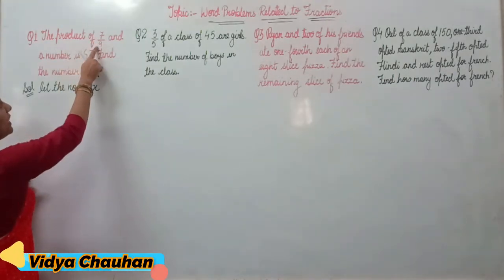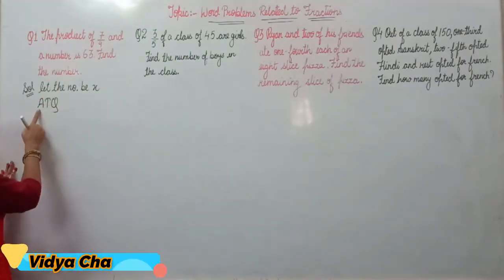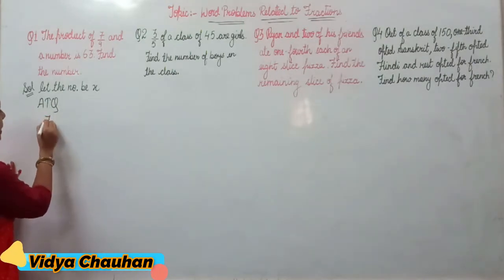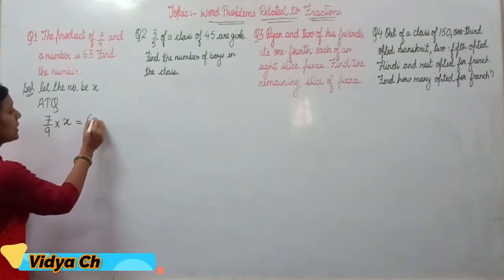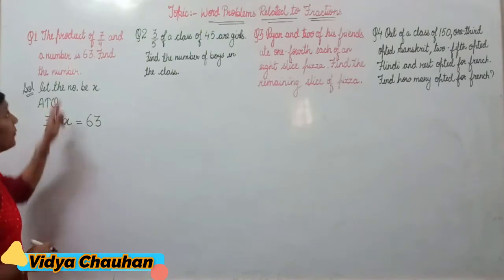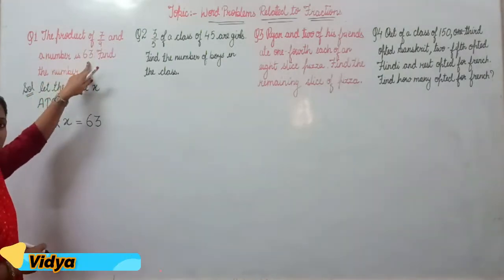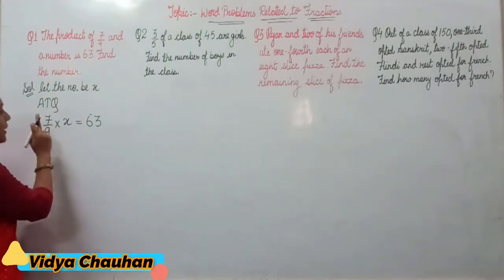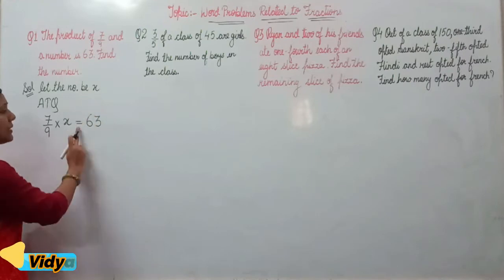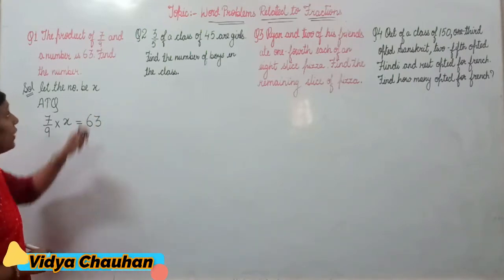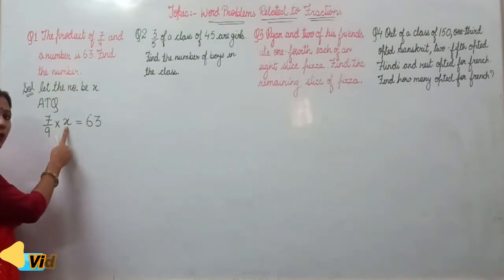Now the product of 7 upon 9 with the number. According to the question, this is ATQ, 7 upon 9 multiplied by the given number is equal to 63. That's what is given in the question. So I have made my equation like this: 7 upon 9, product means multiply, by the other number which is our x, and it is equal to 63. What you have to find is the number, so we have to find the value of this x.